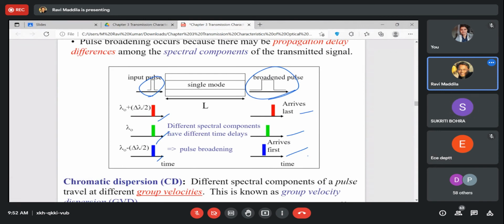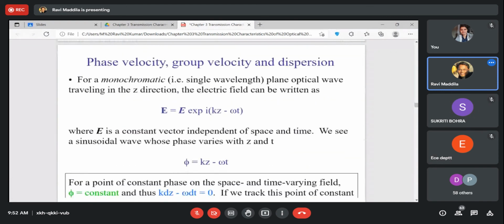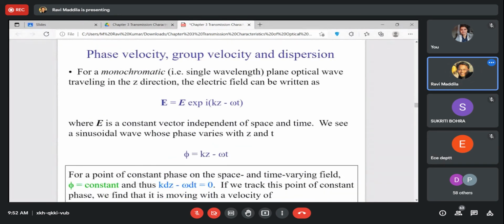I hope this is understandable. Yes, sir. So this is about the concept of phase velocity, group velocity, and dispersion. Before going any further, I would like to get your feedback. If you have not understood any part of what I was trying to explain today, you can ask me now, and let's sort out these differences if you have not understood anything. Yes?